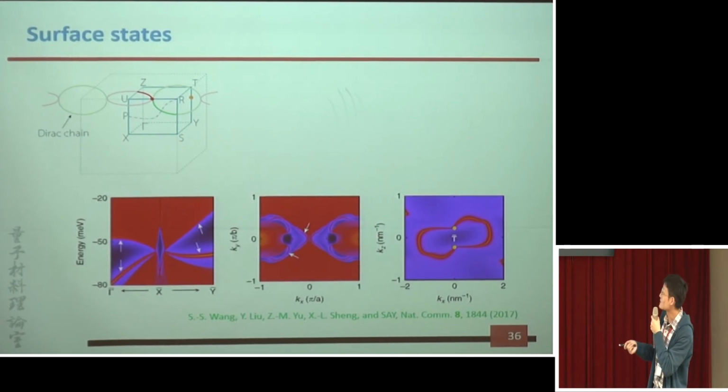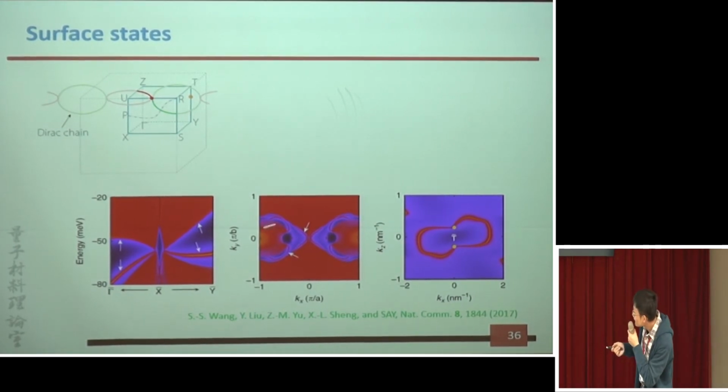And again, if we look at the surface states, we see a pair of drumhead type surface states. This is 1, this is 2. And here, you can see these surface bands. And on this side surface, since we have Dirac points, we actually have two Fermi arcs connecting the two Dirac points.